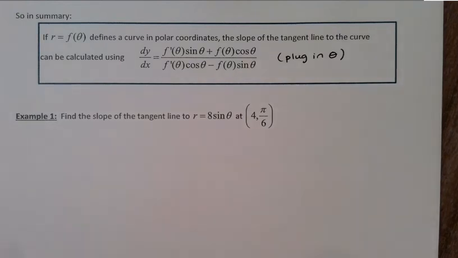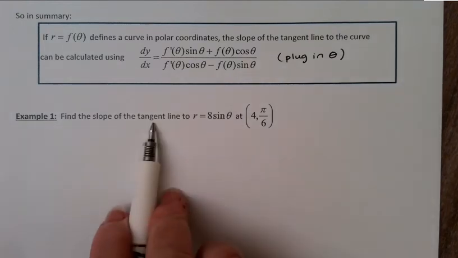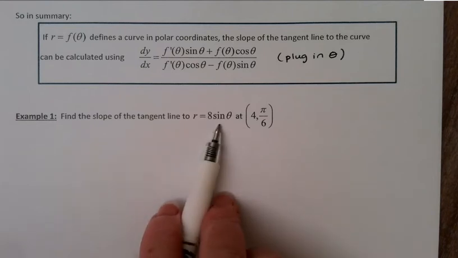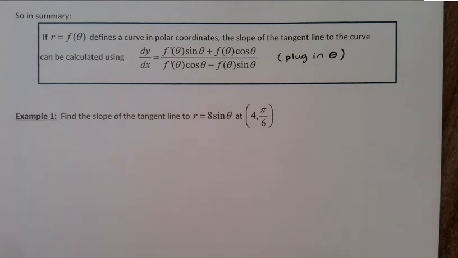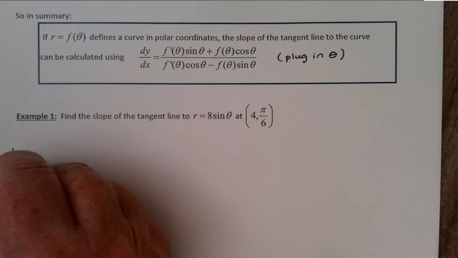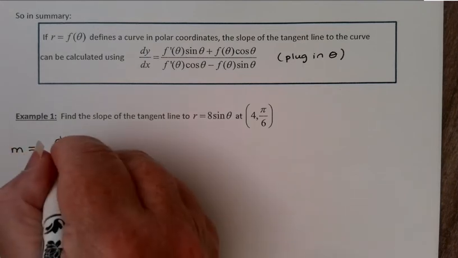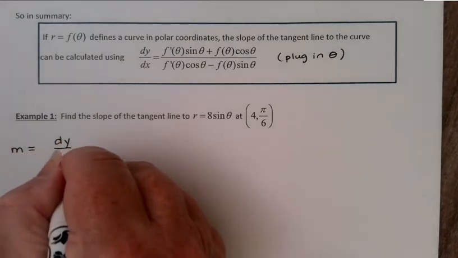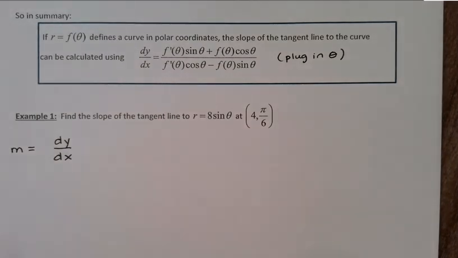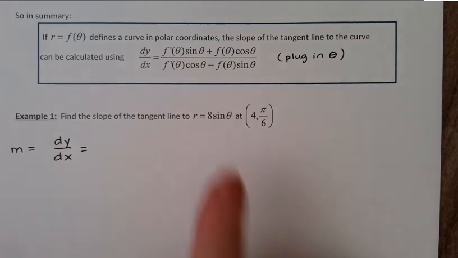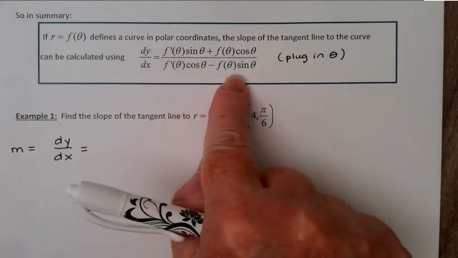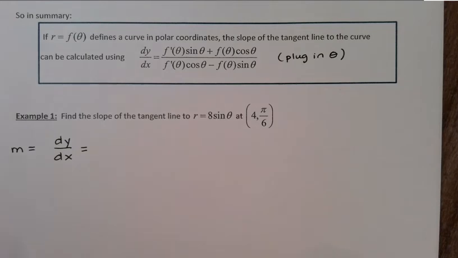So in this first example, I'd like the slope of the tangent line to the curve r equals 8 sine theta at the point 4, pi sixths. Slope, no matter what coordinate system we're using, is always dy dx. In this case, I'm going to be using this formula for dy dx, because we are in polar coordinates.